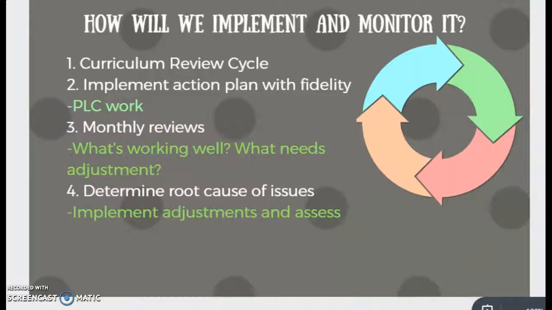And then finally, we know that when we implement a new curriculum, there will be issues. And so our goal is always going to be to determine the root causes and then implement adjustments and assess if those adjustments are getting us to where we want to be. Again, that cyclical idea that we try something, we figure out if it's working. If it's not working, we try to fix it. We see if what we fixed is working. That whole concept is really going to guide our curricular work.